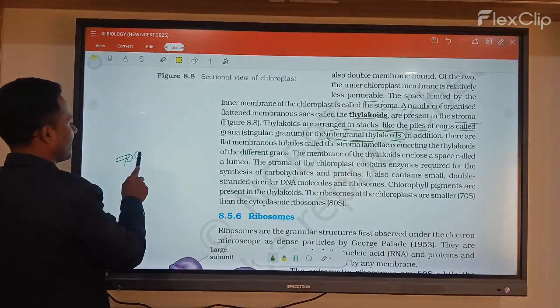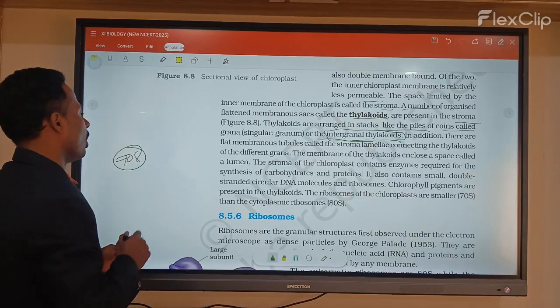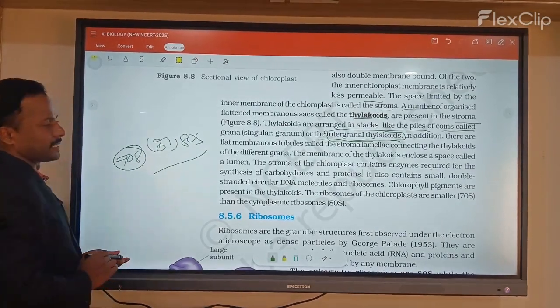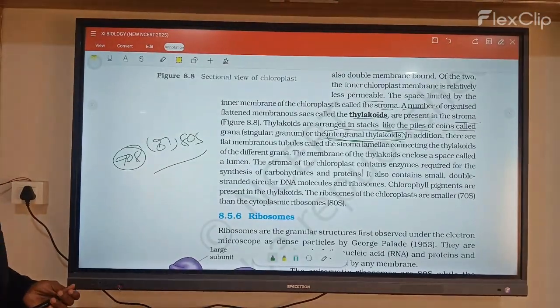Here, mostly they have 70S type ribosomes, although 80S type ribosomes are also present here. Okay, that is next.